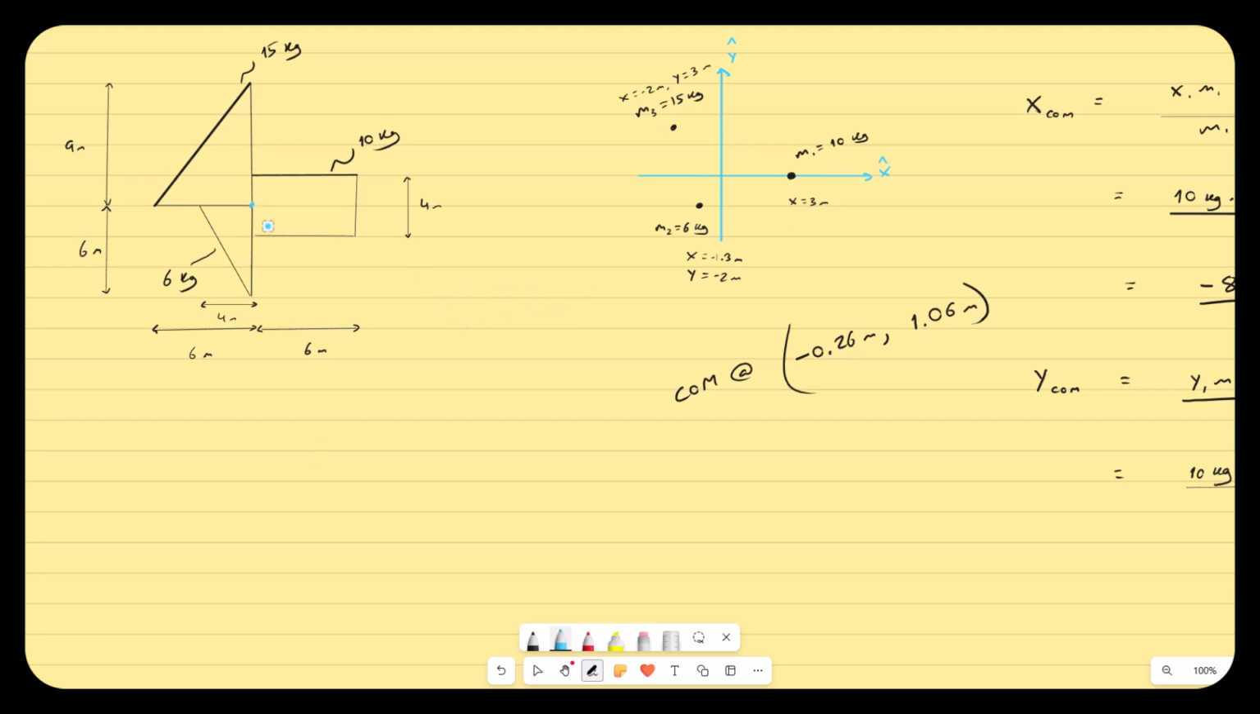So at negative 0.26, that is here, just to the left of it. And then at positive 1.06, this whole distance is 4, half of that's 2. So this part is 2, I am about halfway up that. So something like here. There is the center of mass of my whole system.